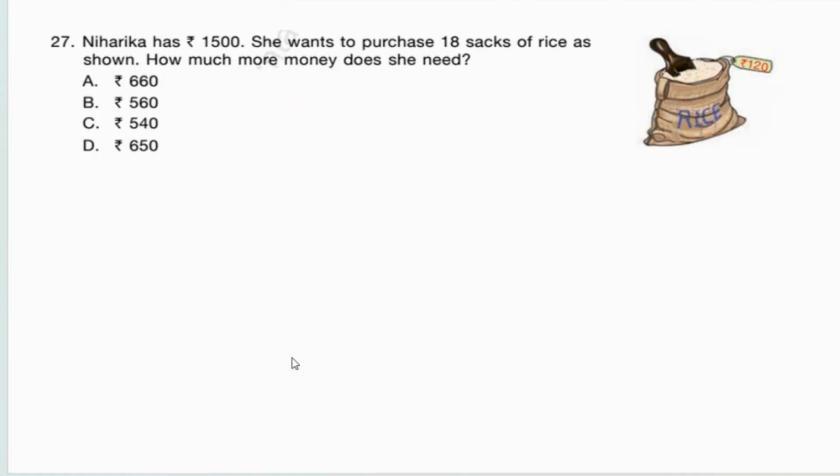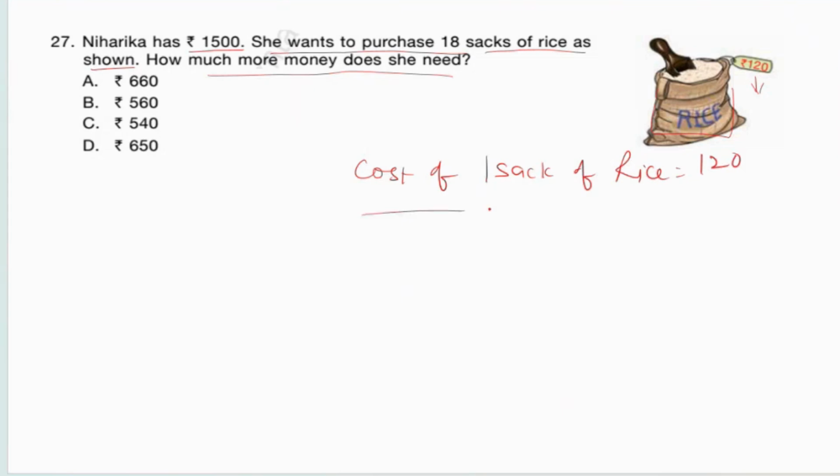Now coming to question number 27. Niharika has rupees 1500. She wants to purchase 18 sacks of rice as shown. How much more money does she need? Okay. Sack means just this bag. And one sack of rice is 120. Cost of one sack of rice is equal to 120. Niharika wants to buy 18 sacks. So what is the cost of 18 sacks?